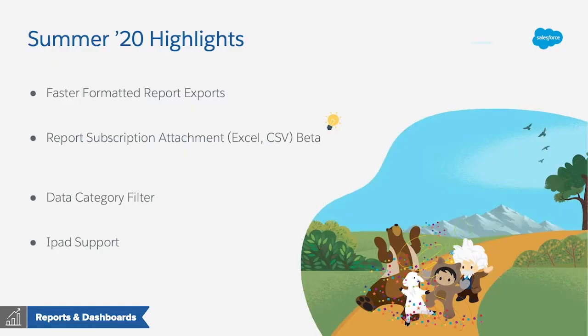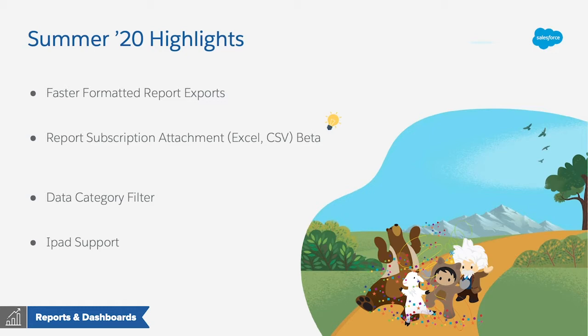Today, I'm excited to show you some of the Einstein Analytics and operational reports and dashboard feature enhancements we've made in the Summer 20 release. All right, so now let's talk about operational reporting. And here is a list of the Summer 20 highlights. The first thing we're releasing is faster formatted report exports.